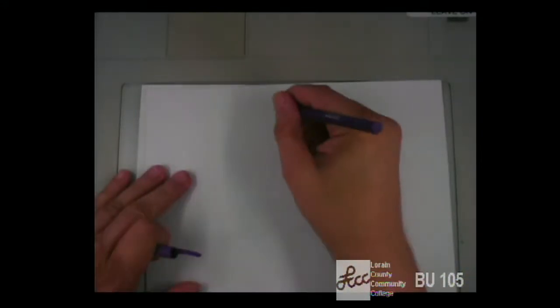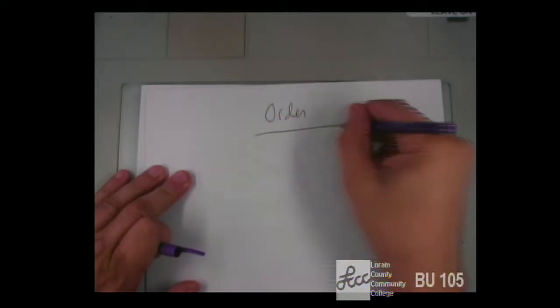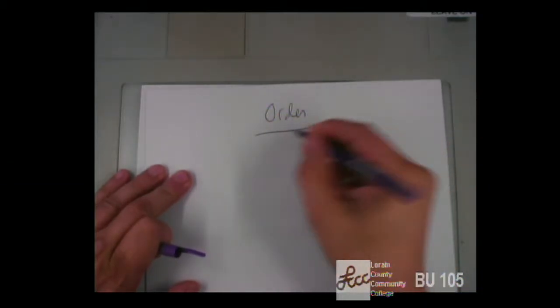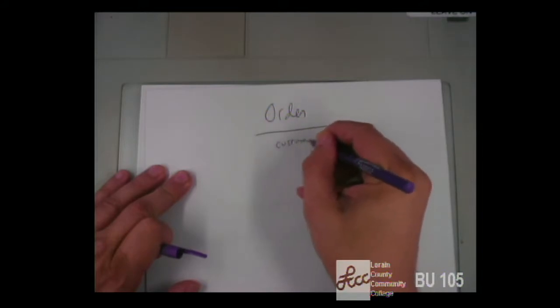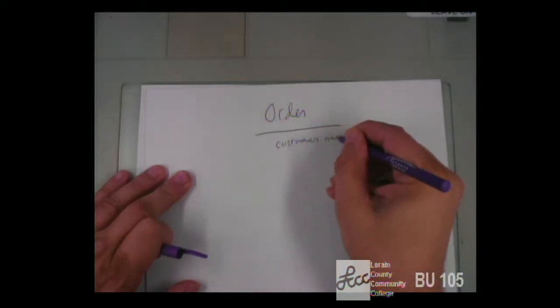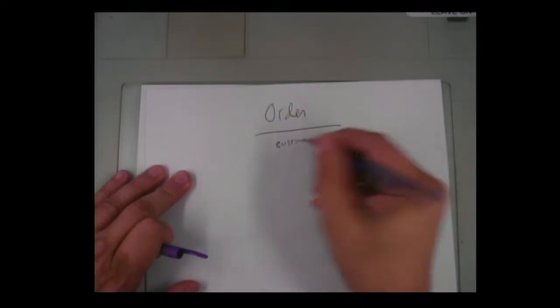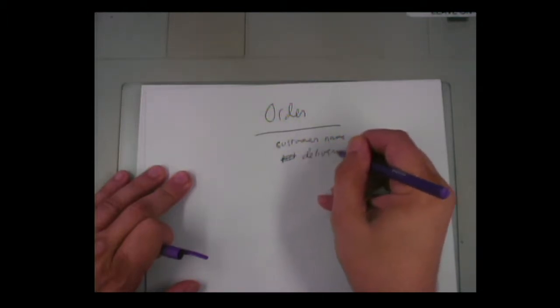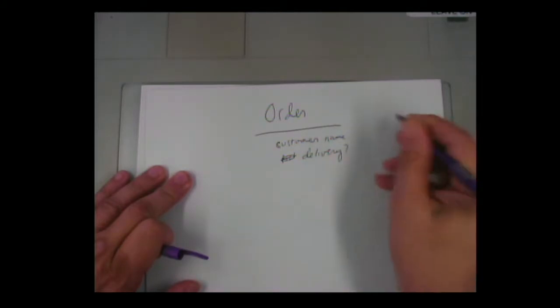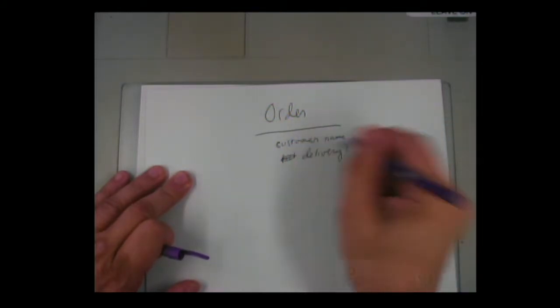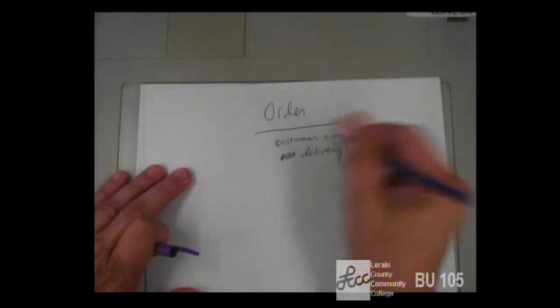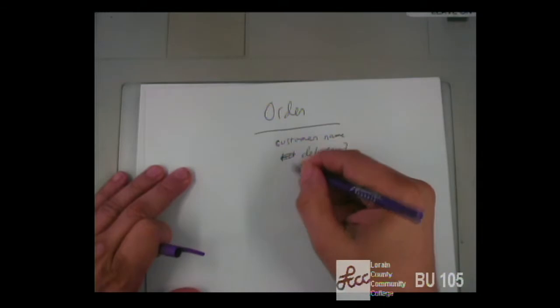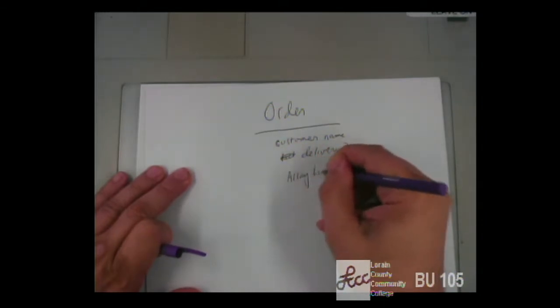So what I'm going to do is create an order class that's got elements: customer name, whether it's pickup or delivery. For now, in the interest of time, I'll just have a customer name. I'll have whether it's delivery or not. And then I have an array list of pizzas.